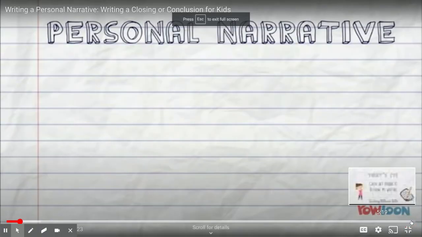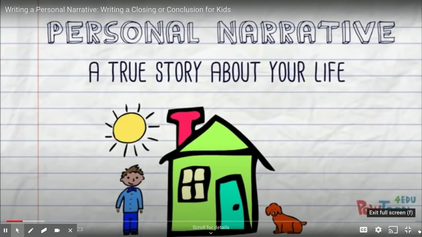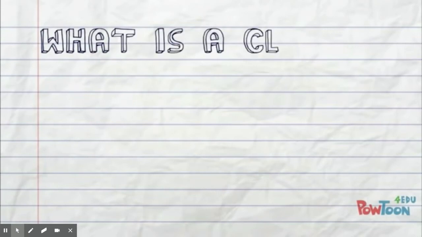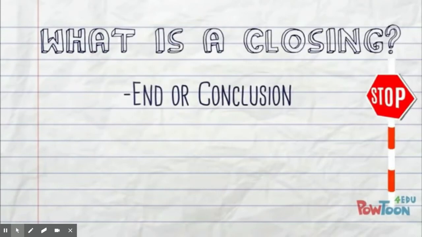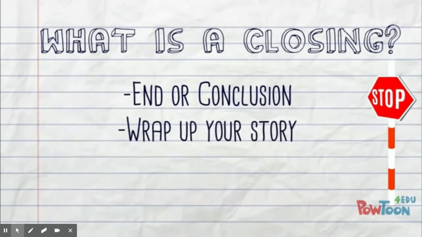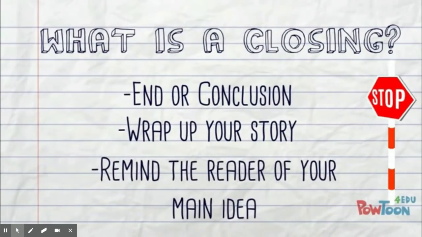Writing a closing. A personal narrative is a true story about your life. You write about something that has happened to you. A closing is the very end of your story. It's also called a conclusion. We write closings to wrap up our story. We want our writing to sound finished. We also want to remind the reader of the main idea of our story.